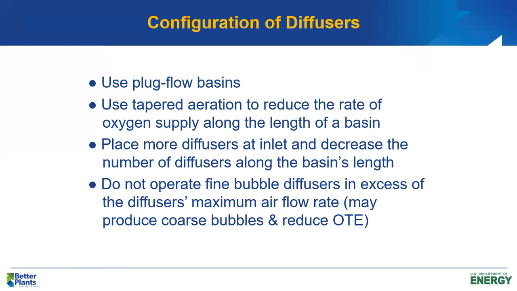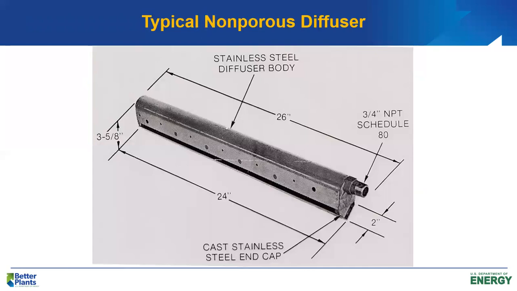But again, the location of the diffusers along the length of the reactor is very important. And another thing we need to worry about is if we have fine bubble diffusers, we want to make sure that we don't provide too high an airflow rate across the diffusers, or we may actually produce coarse bubbles instead of fine bubbles, and that's going to reduce our oxygen transfer efficiency. Here's a picture of a typical non-porous diffuser, or what we used to call a coarse bubble diffuser. Typically, they're made of stainless steel.